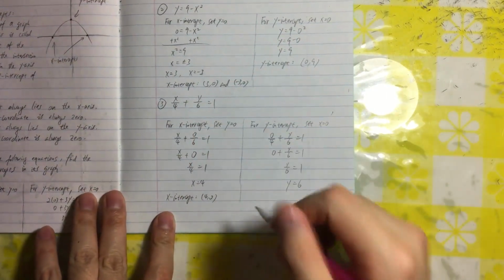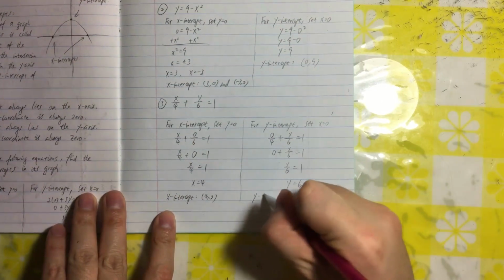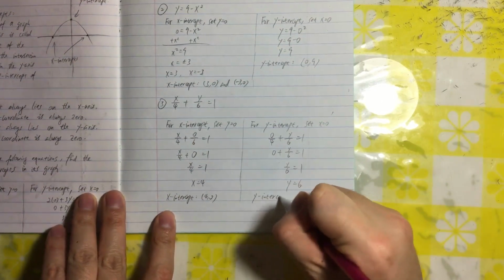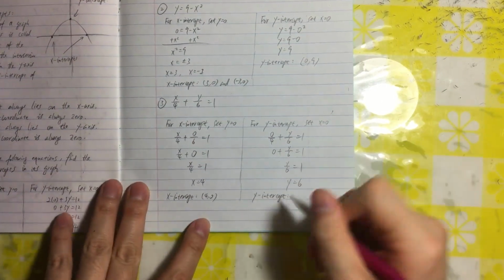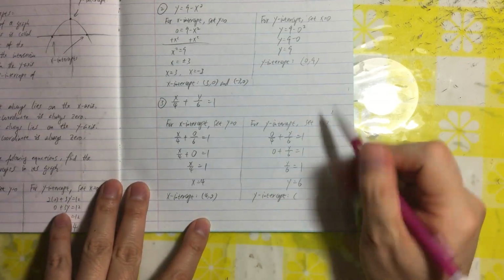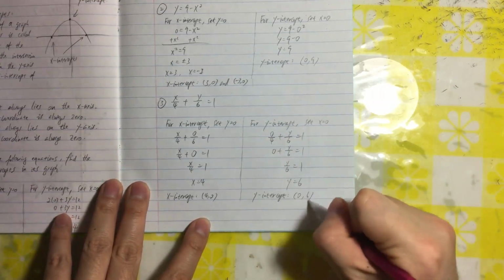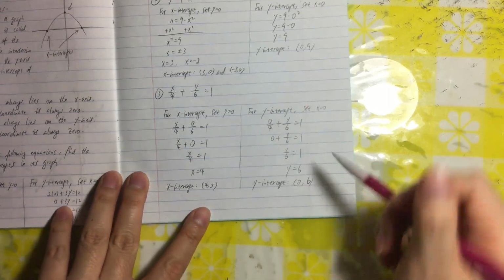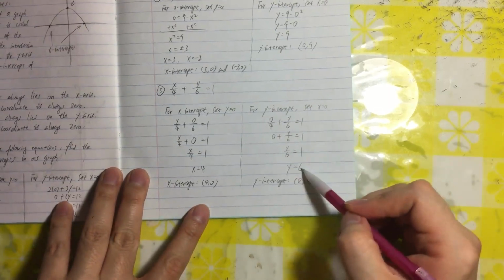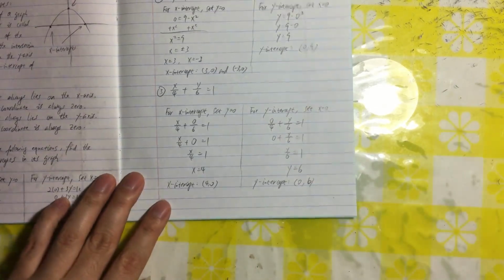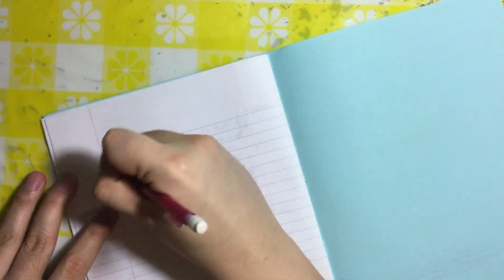That's the y-intercept. For the y-intercept, write the x-coordinate first. For the y-intercept, the x-coordinate is 0 and the y-coordinate is 6. That's the y-intercept. Next example.